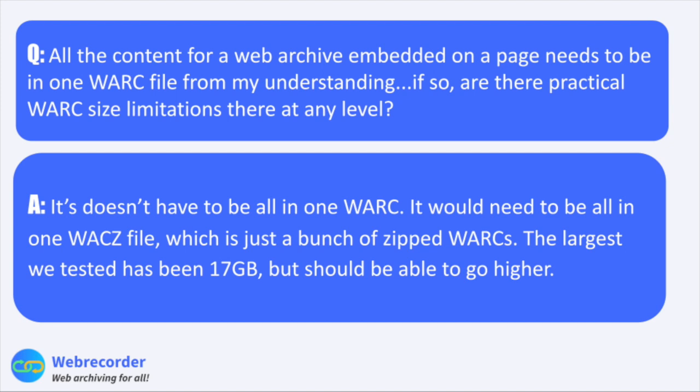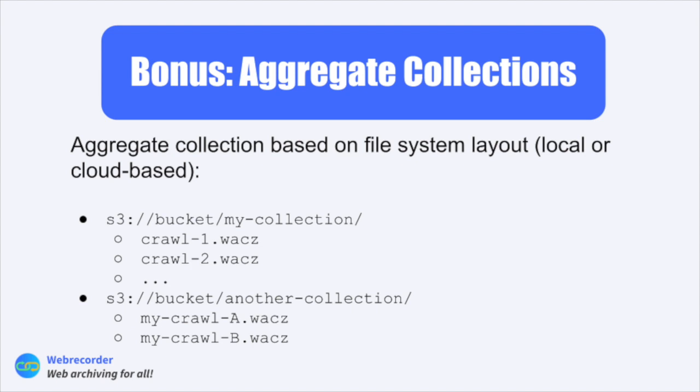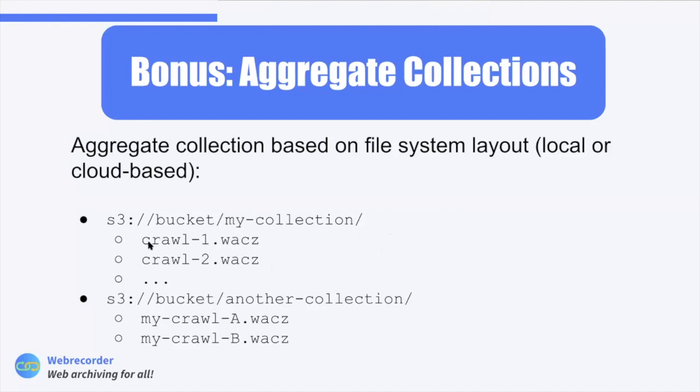Also, I just wanted to share very quickly, this gets to my bonus slide, which I wanted to address. This is not something that's supported yet, but something that I would like to support is something like this, where you could have a collection that's defined by a file path. If you have my collection, you can have multiple WACZ files, and each WACZ file can contain multiple WARC files as well. Then if you want to add to the collection, you just upload additional WACZ files.